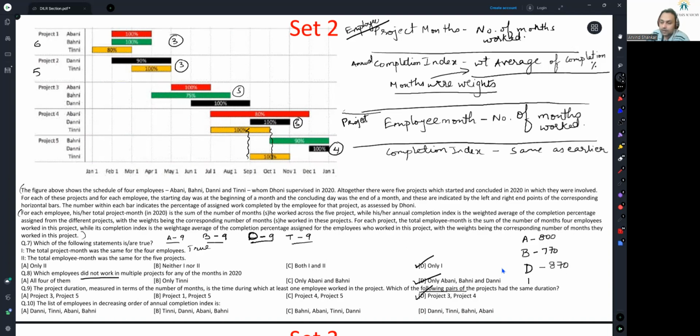And finally, for Tinny, 2 months ke liye 80, so 160. 2 months ke liye 100, so 200. Altogether, I've got 360. 360 plus 300 is 660. 660 plus 200 is 860. See, if I have to arrange them in decreasing order, it will be D, T, A, B, which is present in option A. And that is the entirety of this set.